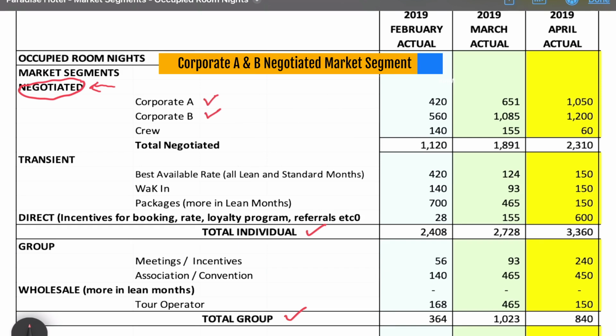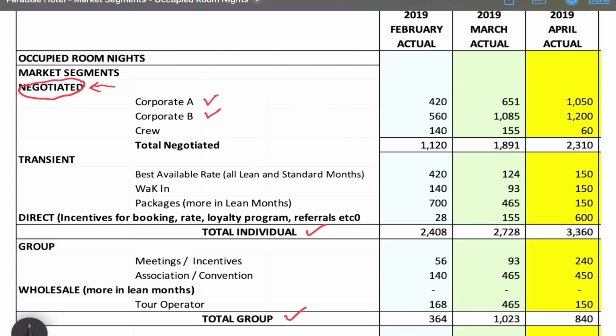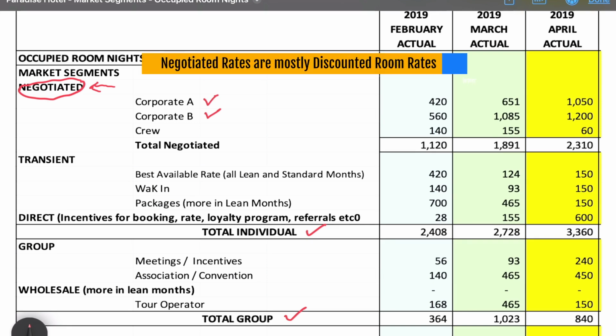Well, corporate A generally tends to be a less discounted negotiated rate. Most negotiated rates are discounted, by the way. A corporate A could have, let's say, a 25% discount from the original rack rate for a particular room type that has been agreed upon with the major corporation. Corporate B, on the other hand, could be even more heavily discounted, as opposed to corporate A of 15 to 20% or 25%. Corporate B could be 25 to 30%.